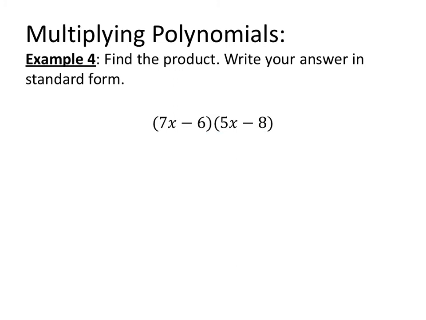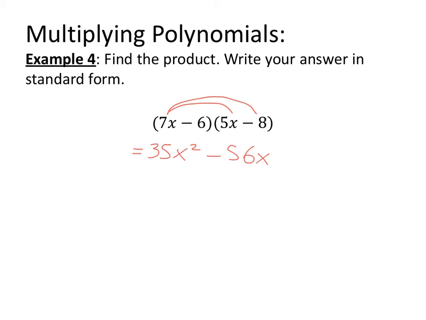Let's look at one more example here, just like the last one. We're going to do the same exact strategy. I'll do 7x times 5x. 7 times 5, that's going to give me a 35, and then x times x is x squared. And then I'll do 7x times negative 8. Now 7 times negative 8 is a negative 56, so I'll have a negative 56x.